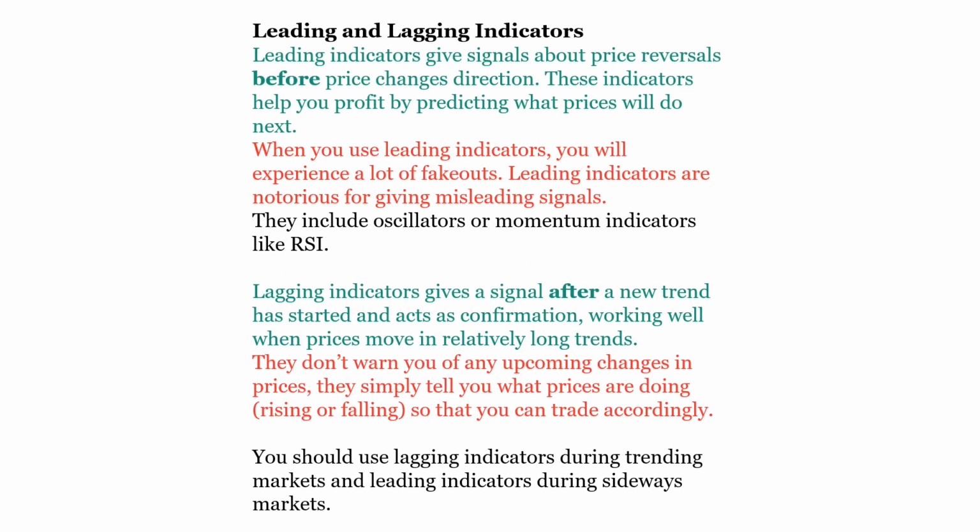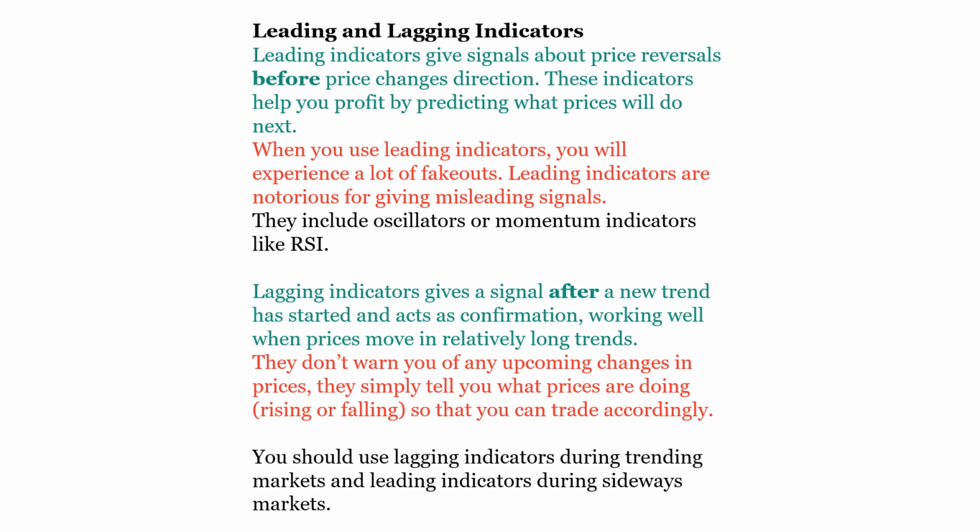There are also leading and lagging indicators. Leading indicators give signals about price reversals before price changes direction. These indicators help you profit by predicting what prices will do next. However, when you use leading indicators, you will experience a lot of fake outs. Leading indicators are notorious for giving misleading signals. They include oscillators or momentum indicators like RSI.